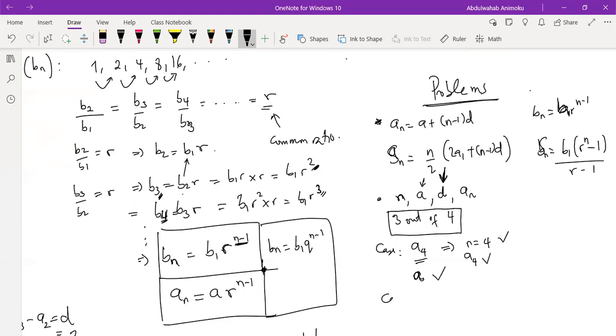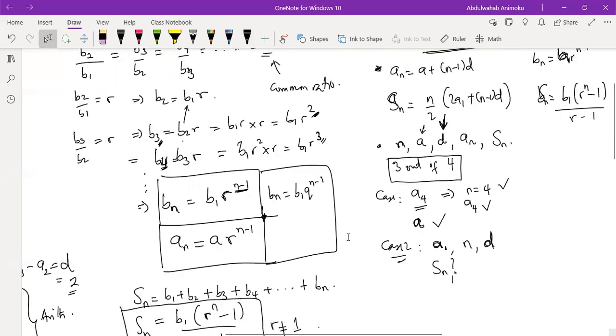Okay, so let's look at another case. So they could give you A1, which is the first term, and they will give you n. So let me write Sn here too. So they'll give you n, right? And they'll give you the common difference, and they'll ask you to find Sn. Now notice that before you can find Sn, when you look at this formula, you need to know what your n is, you need to know what your A1 is, you need to know what your common difference is. So you have to know the 3 variables.